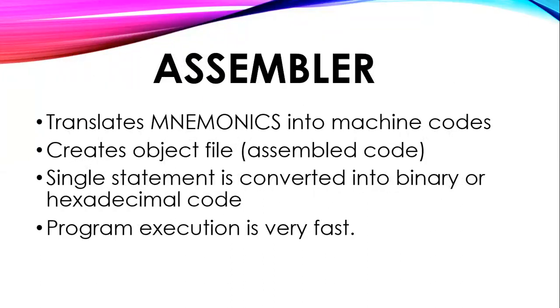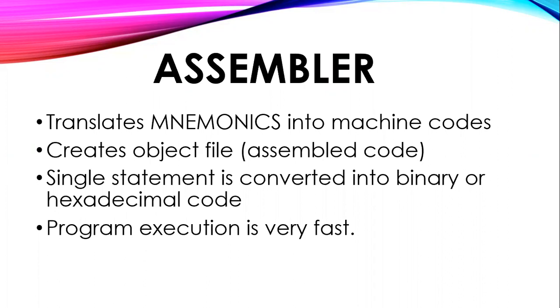Now, what is assembler? A type of translator that translates mnemonics. What are mnemonics? Codes of assembly languages. So it is used to translate mnemonics into machine codes. It creates an object file, meaning when we type a program on any version of assembly language and we save it, two files will be saved. One is called source file or source code. The other is called object file or object code. Source file is based on mnemonics and object file is based on its translated version into machine language.